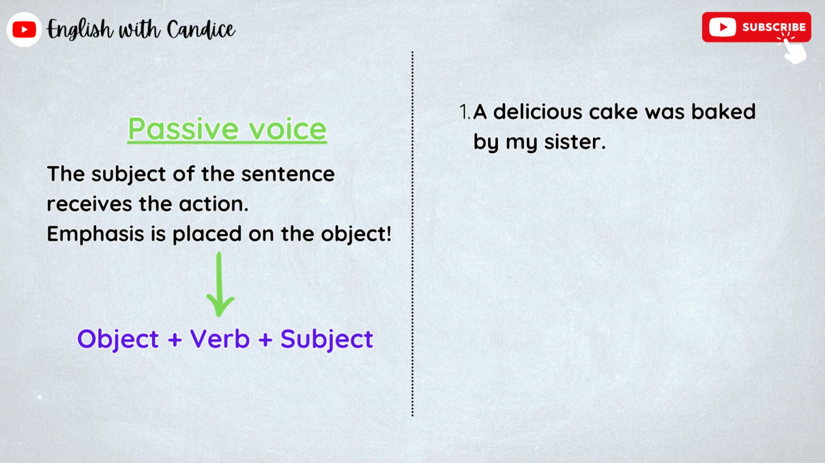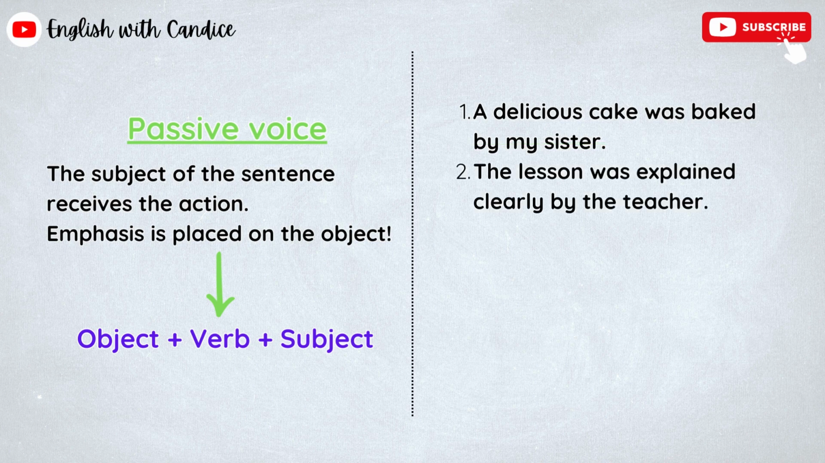A delicious cake was baked by my sister. Do you notice how the structure of the sentence has changed? Now the object is placed first and the subject is last. In some instances, we can even omit the subject and say, a delicious cake was baked. Maybe we don't know who baked the cake. We just know that a cake was baked.